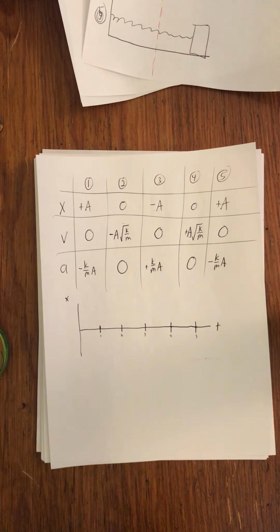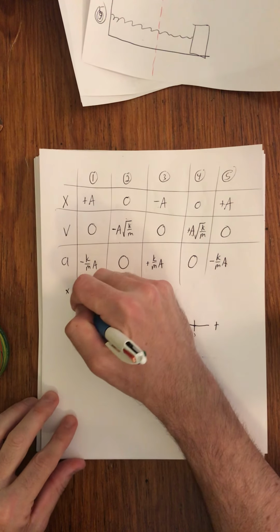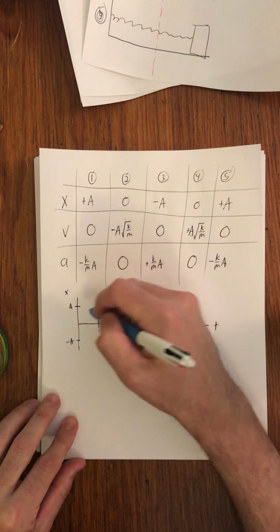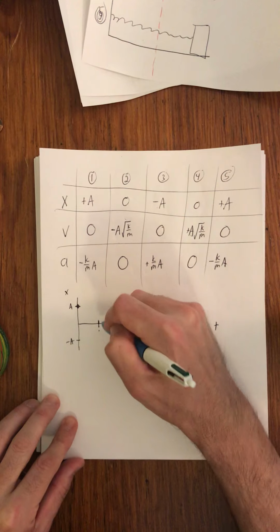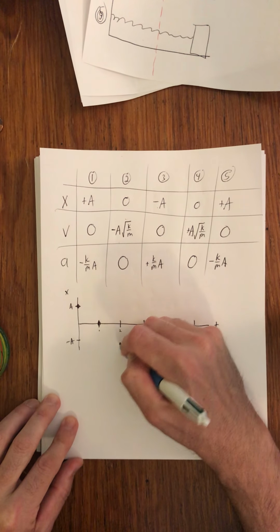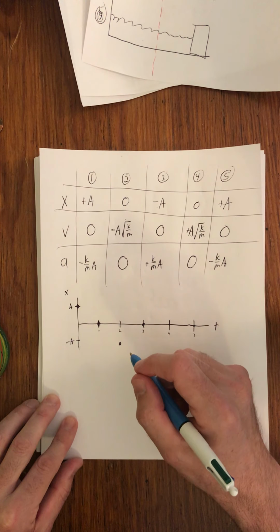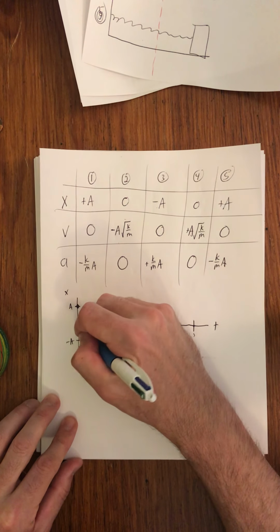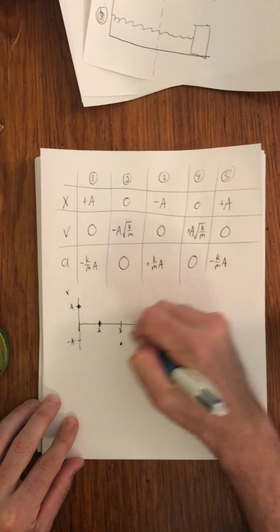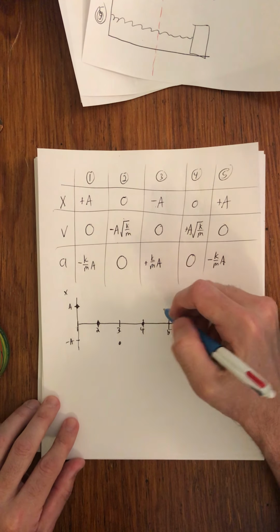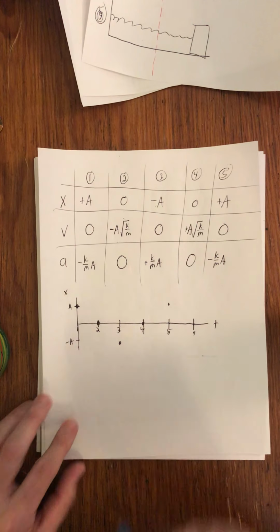So that's how I can draw this graph. So now if I plot then, if this is A and this is negative A, I'm plotting this, this, this, this. Oh, hold on a second. I'm an idiot. 1, 2, 3, 4, 5. I don't need this. Okay, cool. And then 5. So that's the same thing.